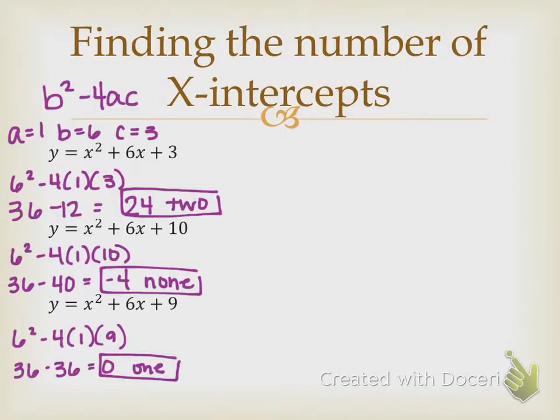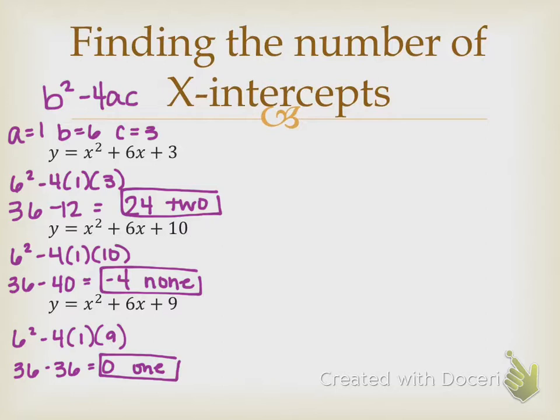All right, if you want to go ahead and check your answers, they are up. We would plug in 6 for B, 1 for A, and 3 for C in the first equation. When I do all of that math, I should get an answer of 24, which means I have 2 solutions, or 2 x-intercepts. And I know that because my answer was a positive number. The next one, when I plug everything in, I should get the answer of -4. Whenever I have a negative answer, my x-intercepts are none. And lastly, when I plug everything in, I get 0, and I should have 1 x-intercept.